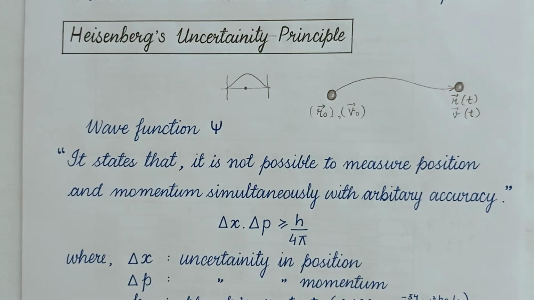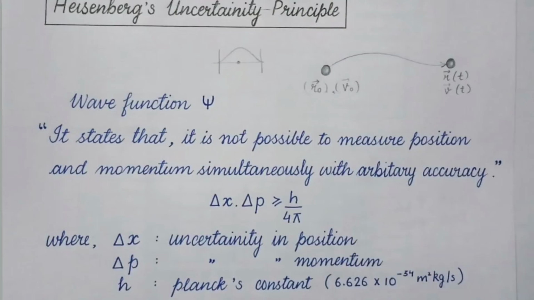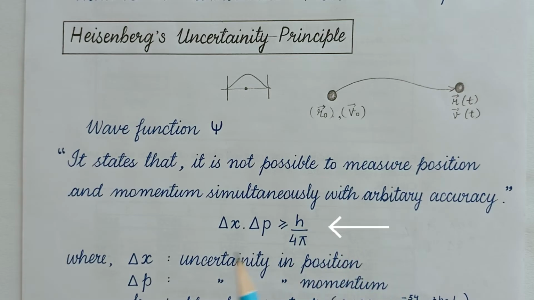You must be familiar with its statement. It states that it is not possible to measure position and momentum simultaneously with arbitrary accuracy. Del x dot del p is greater than or equal to h upon 4 pi, where del x is the uncertainty in position, del p is the uncertainty in momentum, and h is Planck's constant having this value. This is the general form of the Heisenberg uncertainty principle.